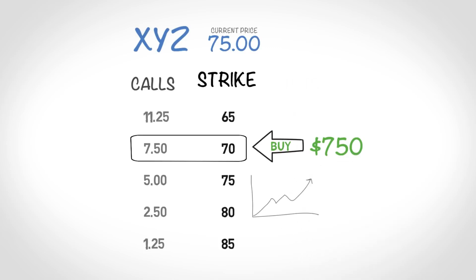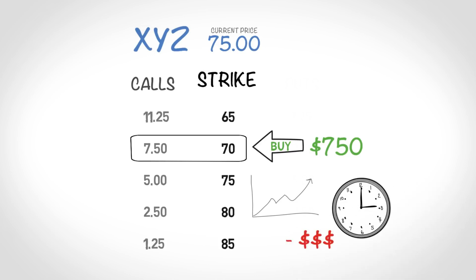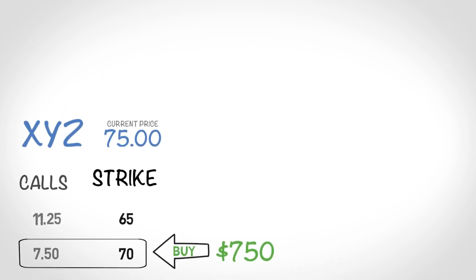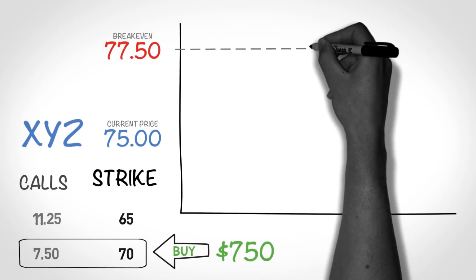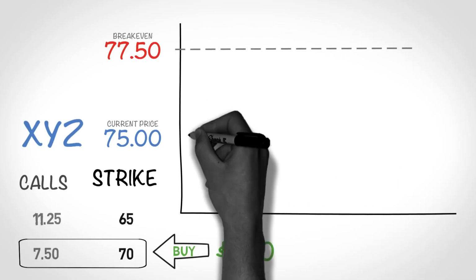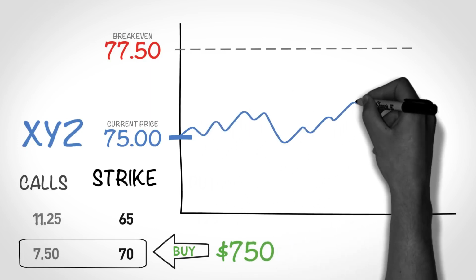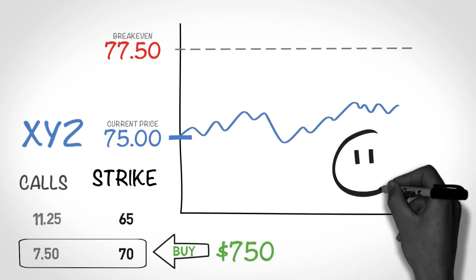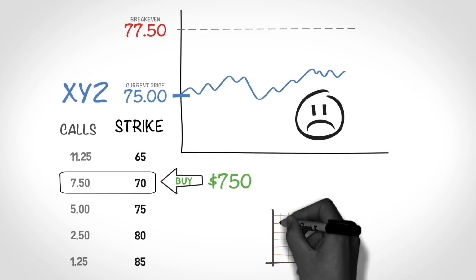But this is not a very good trading strategy because it puts time decay against you, and not only does the price of XYZ have to move up, it has to move up a significant amount for you to even break even. In this case, your break even is at $77.50, a full 2.5 points above the current stock price. And if XYZ sits still and trades sideways, you're screwed because the option you just bought will decay each and every day. And that's what options are, guys.